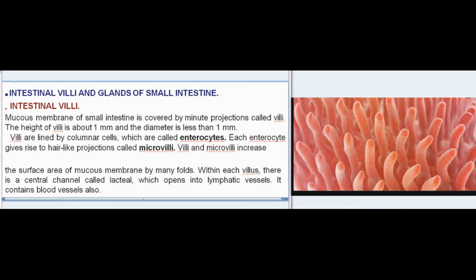Intestinal villi and glands of small intestine. Intestinal villi. Mucous membrane of small intestine is covered by minute projections called villi. The height of villi is about 1 mm and the diameter is less than 1 mm. Villi are lined by columnar cells, which are called enterocytes. Each enterocyte gives rise to hair-like projections called microvilli. Villi and microvilli increase the surface area of mucous membrane by many folds. Within each villus, there is a central channel called lacteal, which opens into lymphatic vessels. It contains blood vessels also.